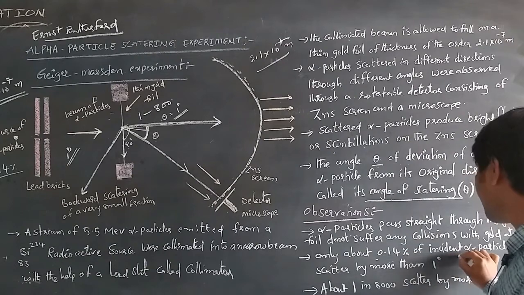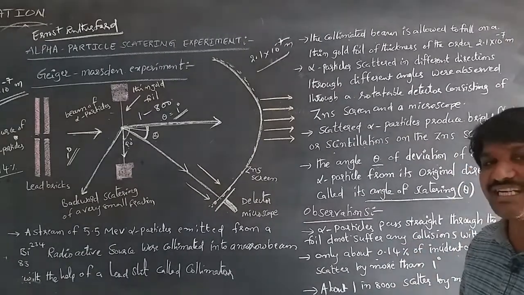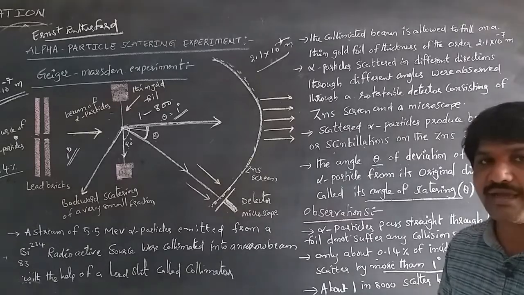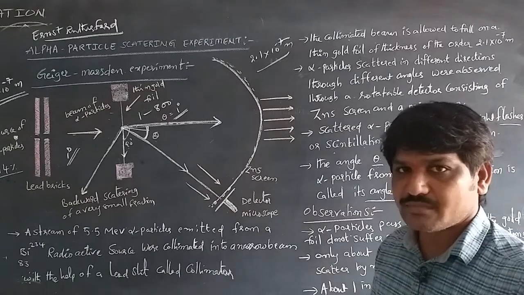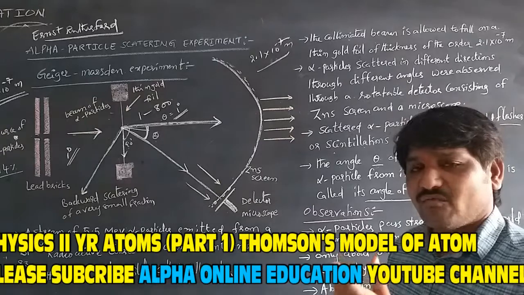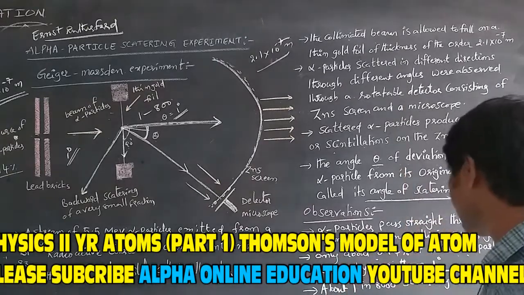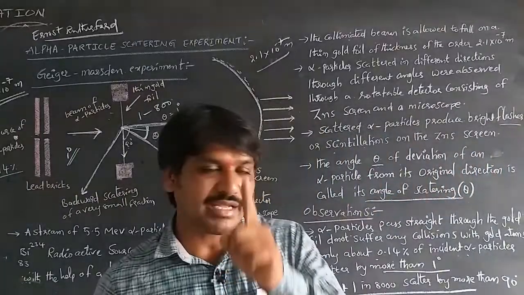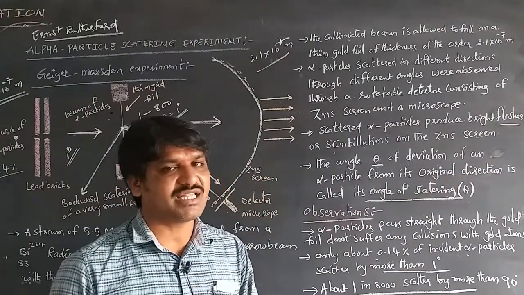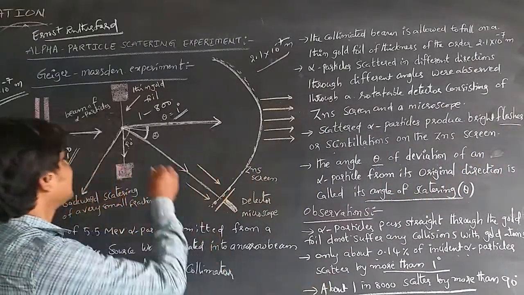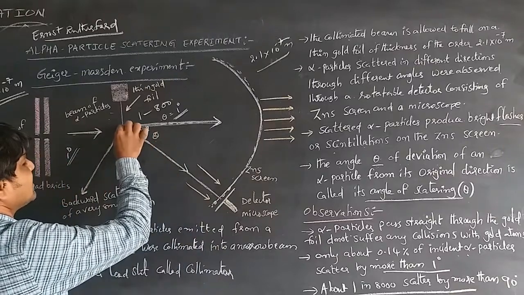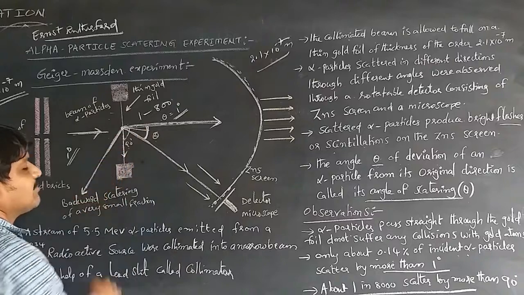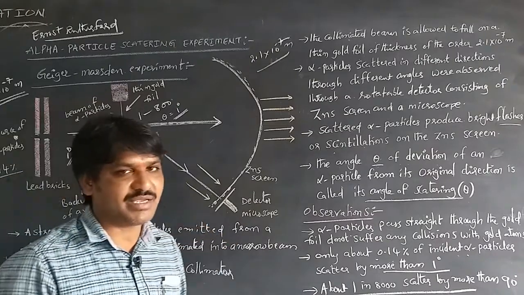Only about 0.14 percent of the incident alpha particles are scattered by more than 1 degree. And about 1 in 8,000 alpha particles is scattered by more than 90 degrees. More than 90 degrees means the particle is reflected back into the same medium it was traveling in.